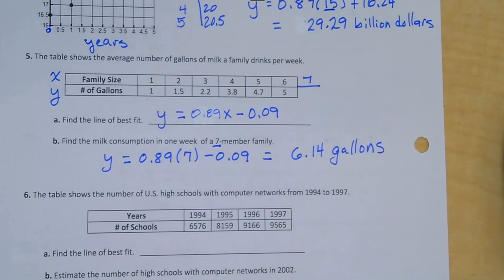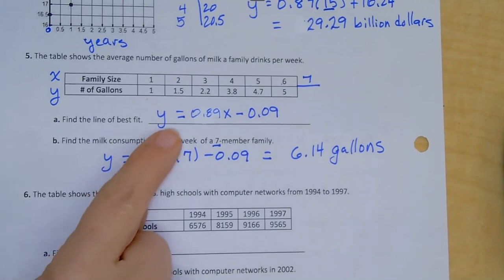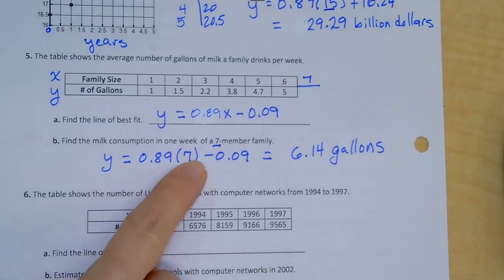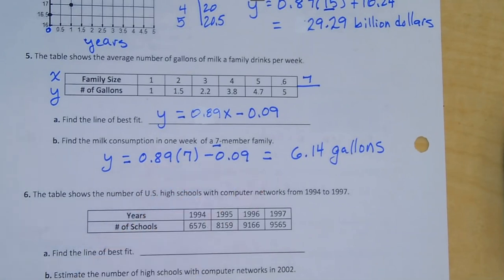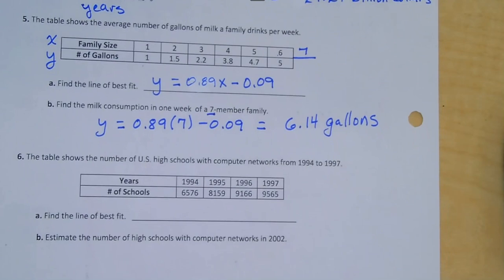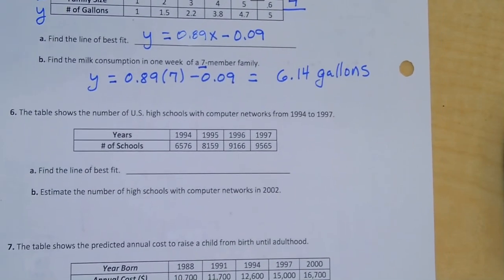All right, so if you entered everything in properly and you used y sub 1 tilde m x sub 1 plus b, you should get that your line of best fit is y equals 0.89x minus 0.09. And when you plug in x equals 7, because we're talking about a 7-member family, we're just going to put that in a calculator, and we find that we have 6.14 gallons of milk that we expect that big family to use.